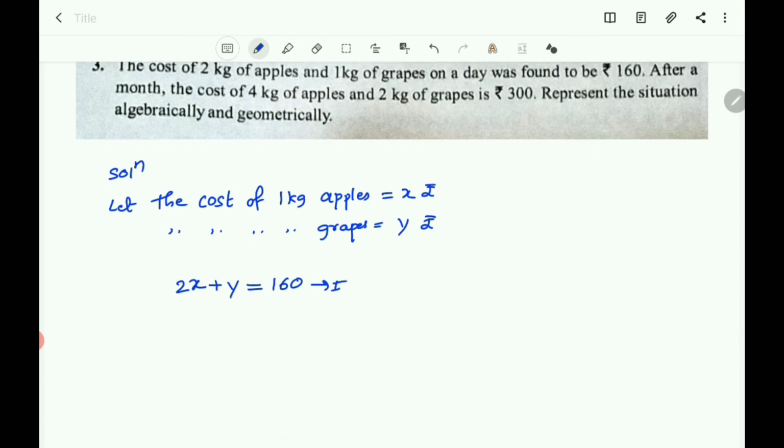And the second relation is, after a month, the cost of 4 kg of apples, that is 4x, plus 2y is equal to what? 300 rupees. 4x plus 2y is equal to 300 rupees.